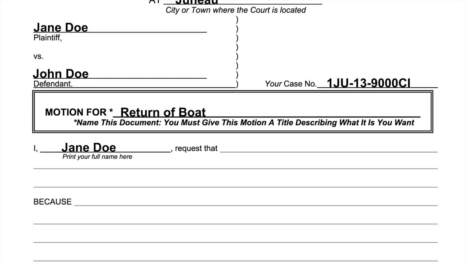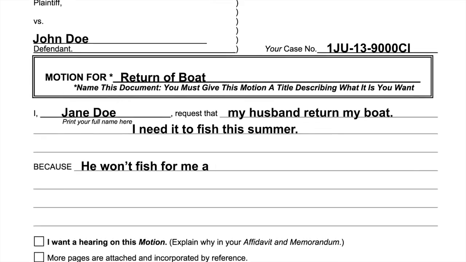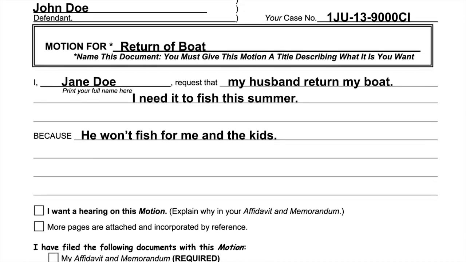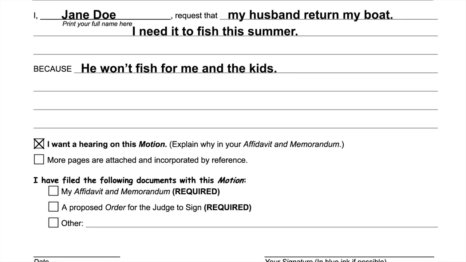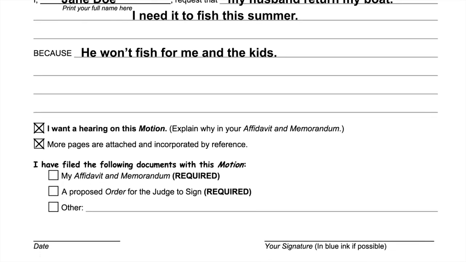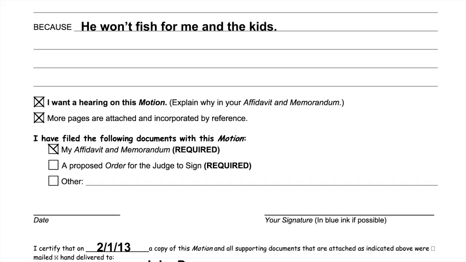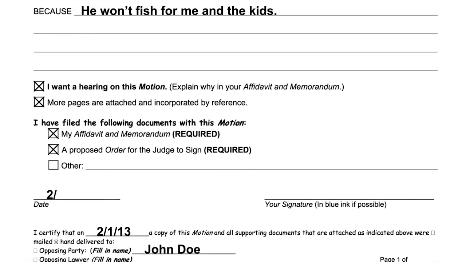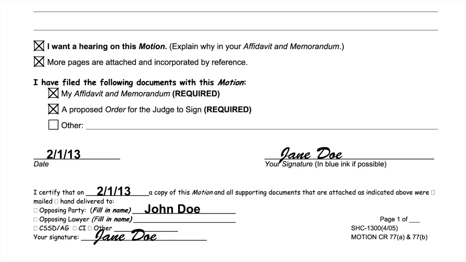Again, enter your name. In this space, you will explain in just a couple sentences what you want the judge to order, and you will give your reasons. You describe the boat, and you explain why you need it. Check this space if you want a hearing on the motion. That is, if you want to appear in court to argue your motion in front of the judge. Check this space if you're including additional pages with the motion. These boxes are reminders of the other 2 forms that you are required to file with this motion. Here you sign and date the form when you complete it.